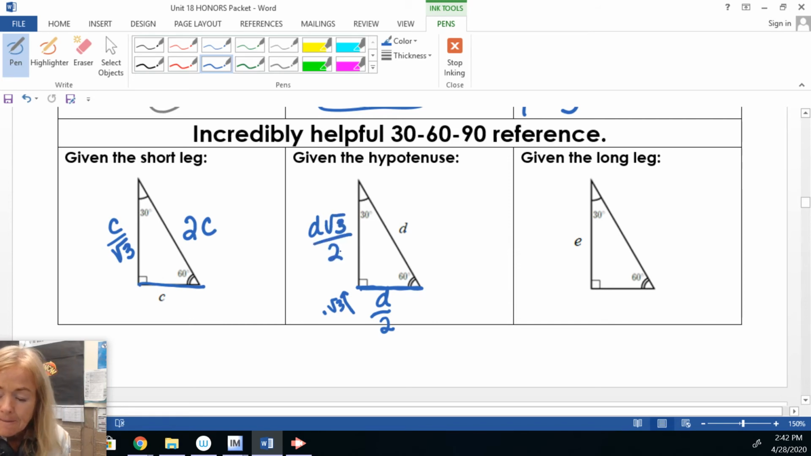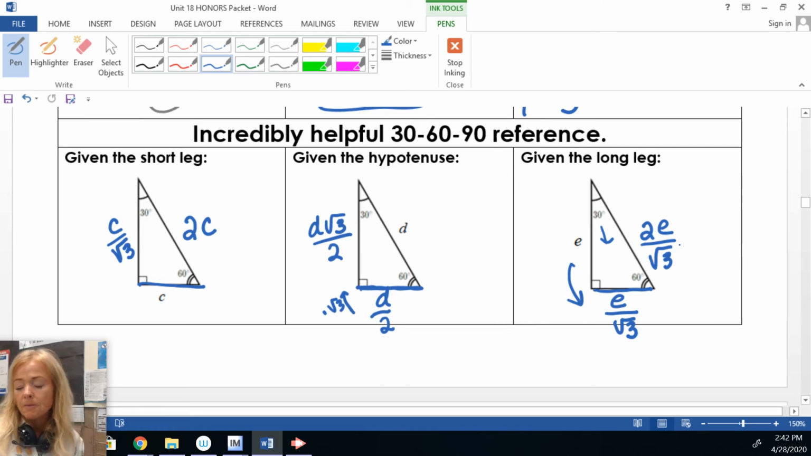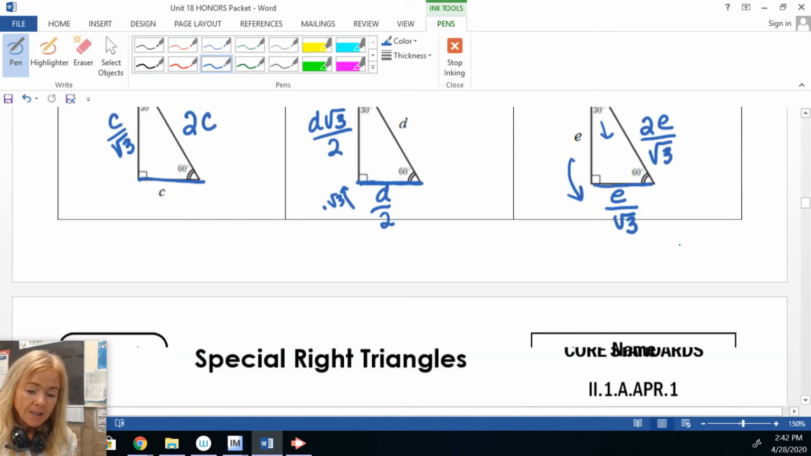All right? And then if I'm given the long leg E, remember I have to always go to the short leg next, so that's going to be E divided by radical 3. So I have to divide by radical 3 to go back. This E has already been multiplied by radical 3 to be there at the longer side. And then to go to the hypotenuse, I times by 2. And remember, only multiply by 2, which multiplies to the top, not to the bottom. So 2E radical 3. And that's what you have to do for 30-60-90s.